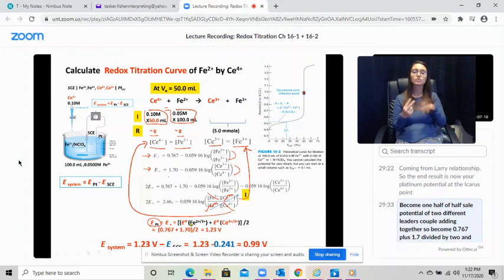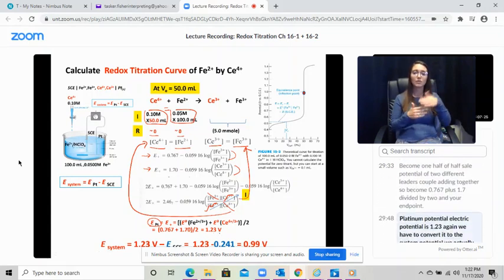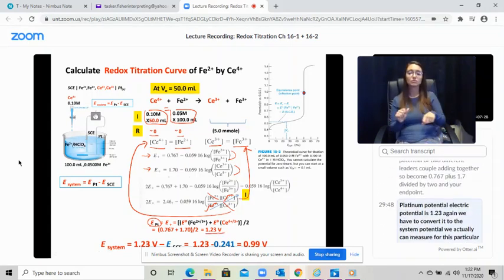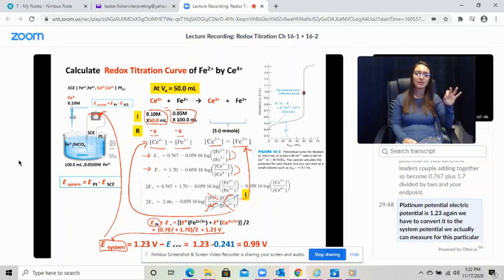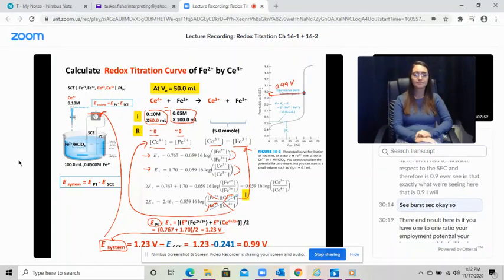So it becomes 0.767 plus 1.7 divided by 2. And your endpoint platinum electrode potential is 1.23. Again, we have to convert it to the system potential we can actually measure from this particular meter, and that has to be measured with respect to the SCE, and therefore it's 0.99 versus SCE. And that is exactly what we see in here. That is 0.99 volt versus SCE.